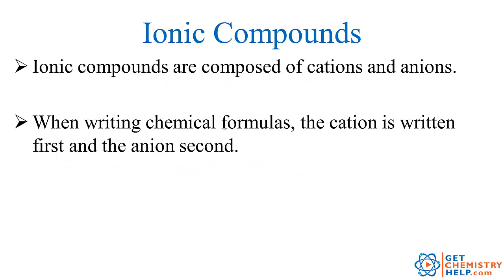Ionic compounds are basically composed of cations, remember those are the positively charged ions, and anions. When we write a chemical formula, the cation is always written first, and the anion is always written second. For example, maybe you've heard of sodium chloride. Sodium is positive, it's the cation, chloride is negative, it's the anion. So it's always written cation, anion. We don't write it chloride sodium. We always write the cation first, whichever one is positive.